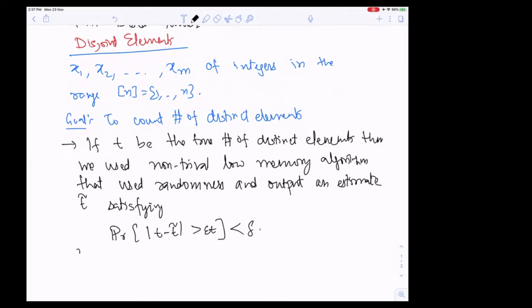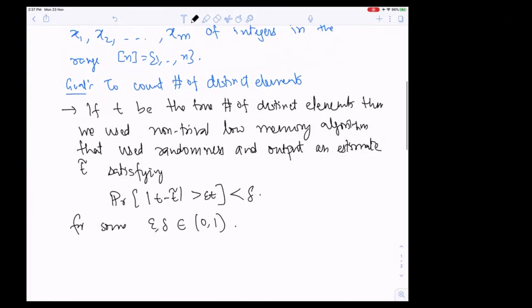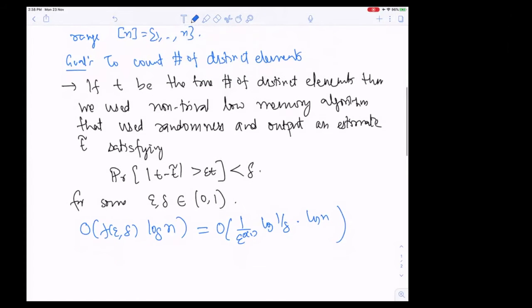Okay? For some epsilon, delta in the open interval 0, 1. Okay? And there was an algorithm whose space depended on log n, and there was some function of epsilon and delta. So if I recall correctly, it was big O of 1 over epsilon squared, times log 1 over delta, times log n.